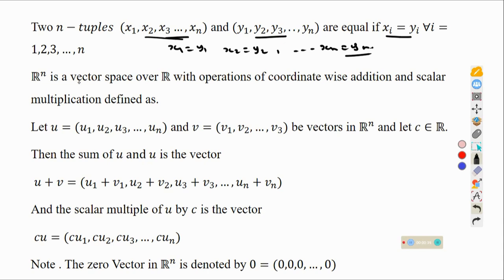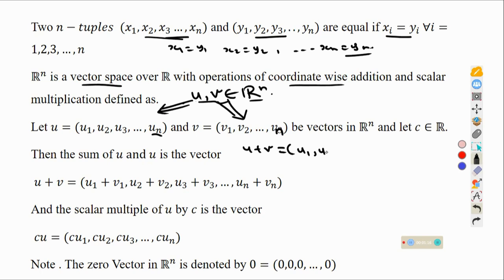Then R to the power n is a vector space over R with operations of coordinate-wise addition and scalar multiplication defined as follows. If we have two vectors u and v picked from R to the power n, then u will be in the form of u1, u2 up to un, and v will be in the form of v1, v2 up to vn. So, for addition of any two vectors from R to the power n, that is u plus v, we shall add component-wise. In other words, you are having u1, u2 up to un, and you are adding there v1, v2 up to vn.